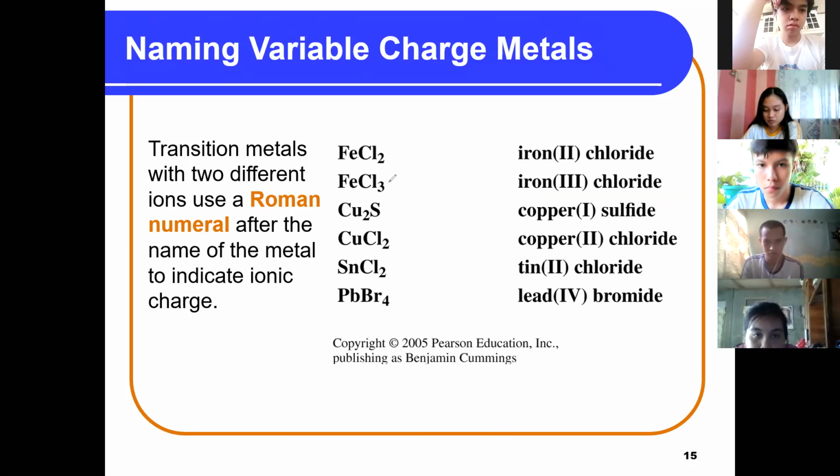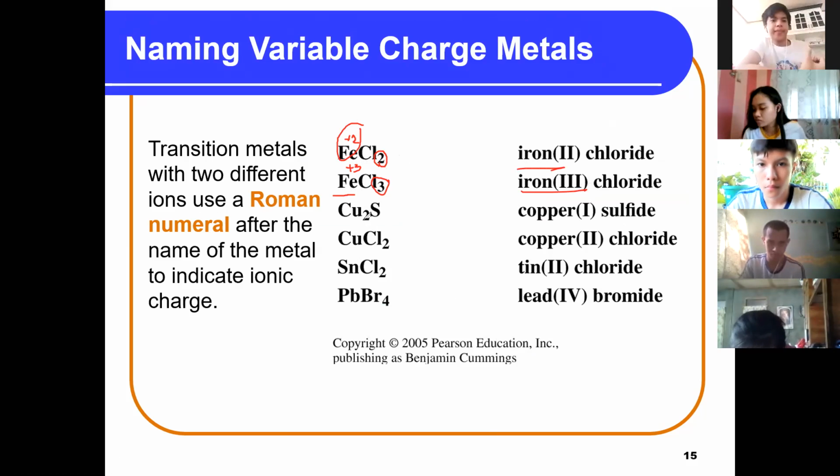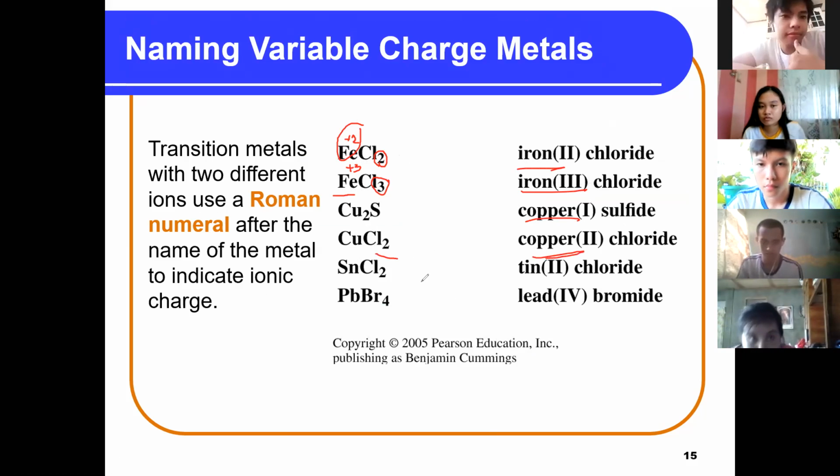Of course, where did you get that 3? It was the ionization of iron. Where did you get that 2 there? It's the ionization of iron here. So this is iron 2 and iron 3. So as with copper here, class, copper 1 and copper 2, tin 2, and lead 4, being the subscript of bromine and chlorine.